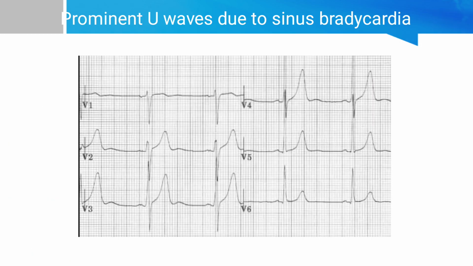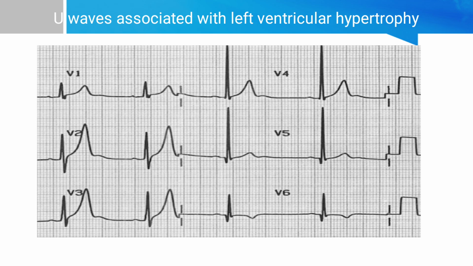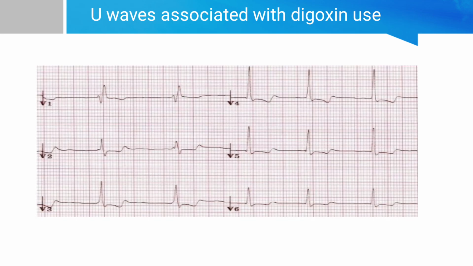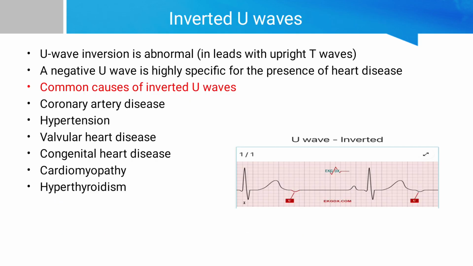Here in this ECG, we can see sinus bradycardia with prominent U wave. Here U wave is associated with hypokalemia. The patient's serum potassium is approximately 1.8 milliequivalent. The U wave is associated with left ventricular hypertrophy, U wave associated with digoxin use, U wave associated with quinidine use.